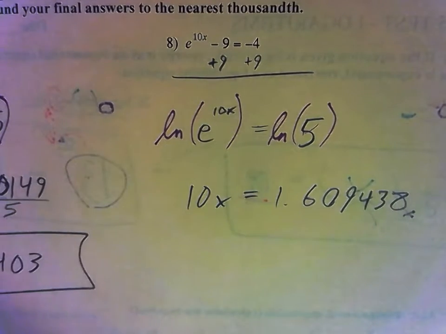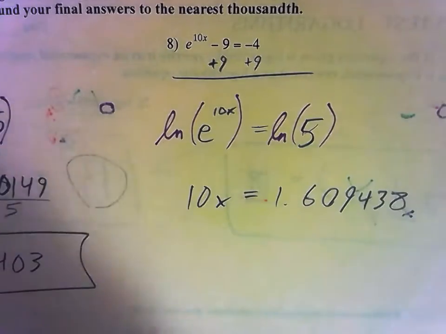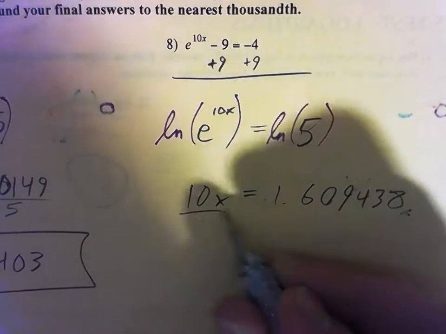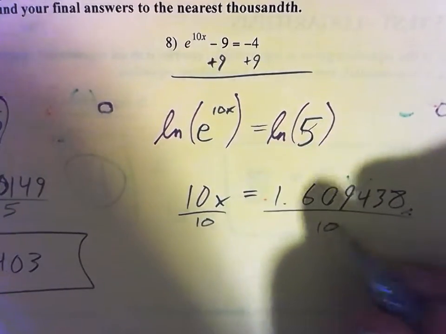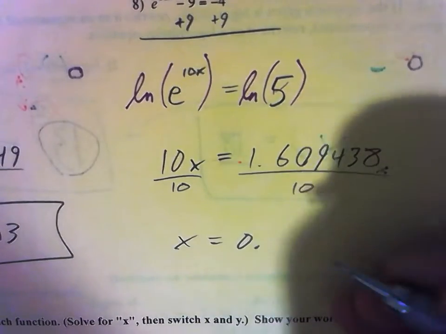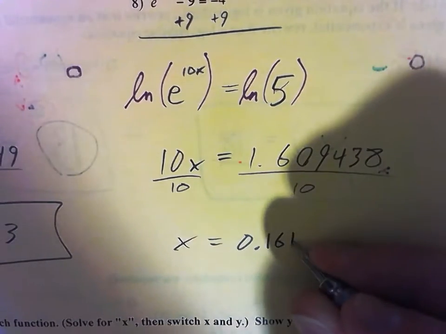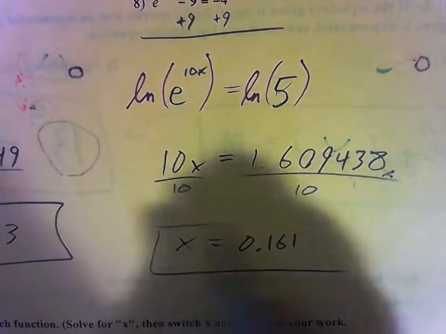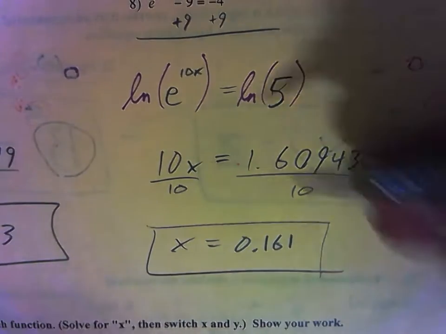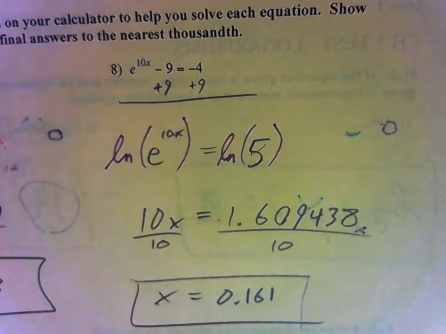Then I'm rounding to the thousandth. It's better to go too much than too little until we get to the very end, then we go exactly how much it told us. So divide by 10 to get rid of multiplying by 10. And x equals, you don't even need a calculator for that actually, 0.1609, we'll round up to 0.161. Okay, there we go. That's number 8.